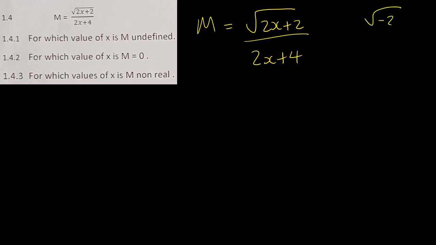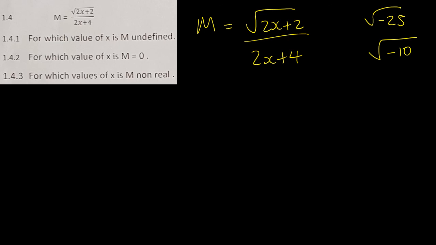1.4.3, for which values of x is m non-real? So writing the question down. Okay, remember, non-real numbers are numbers that, for instance, an example of it would be the square root of a negative number. These numbers don't exist. For instance, you have the square root of minus 25. There is no answer for that. If you punch that in the calculator, you won't get an answer. Square root of minus 10, you won't get an answer.